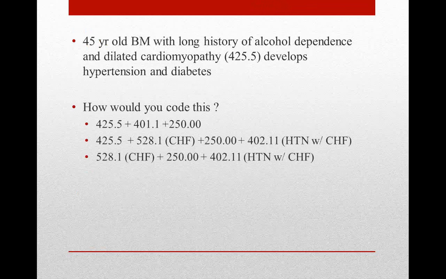A 45-year-old black male, long history of alcohol dependence and dilated cardiomyopathy. Most likely, you're going to use the code for this is 425.5 alcoholic cardiomyopathy. He then develops hypertension and diabetes years after. So how are you going to code this?